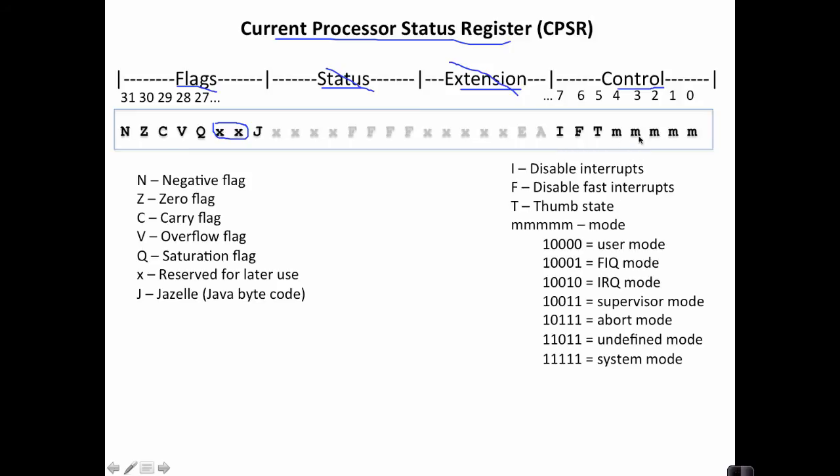And then the mode here, the processor actually can run in any of these different modes. Mode basically means that the instructions have access to certain types of capabilities within the processor. And so you'll see that there's a user mode, a fast interrupt mode, I guess you'd call it a slow interrupt mode, supervisor mode, abort mode, undefined mode, and a system mode. So these are the current modes defined in the processor right now.